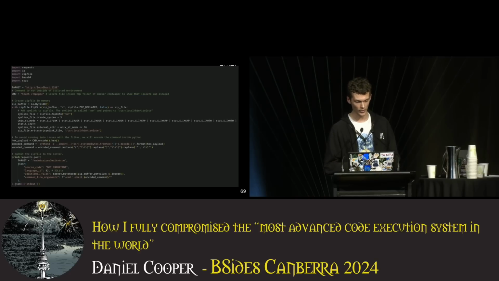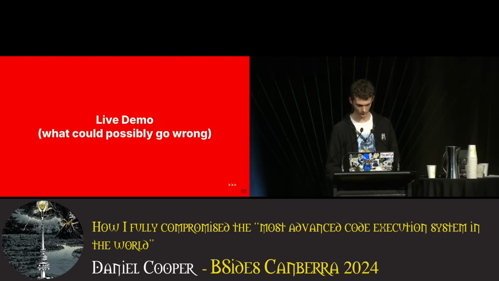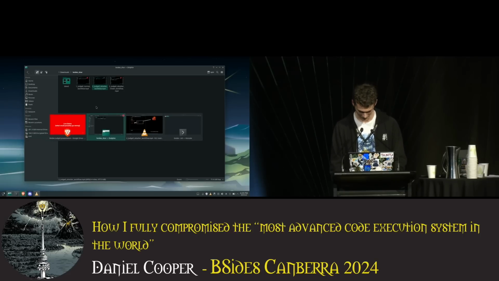So here's the final exploit, which just puts all this together. It creates the zip file with the symlink in it, and it creates the Python encoded payload, and it uses SQLite to execute without the new line injection when running the user local bin isolate, which gets overridden. So I'm going to give a live demo. It's going to go wrong, but I have a video backup, so it's all good.